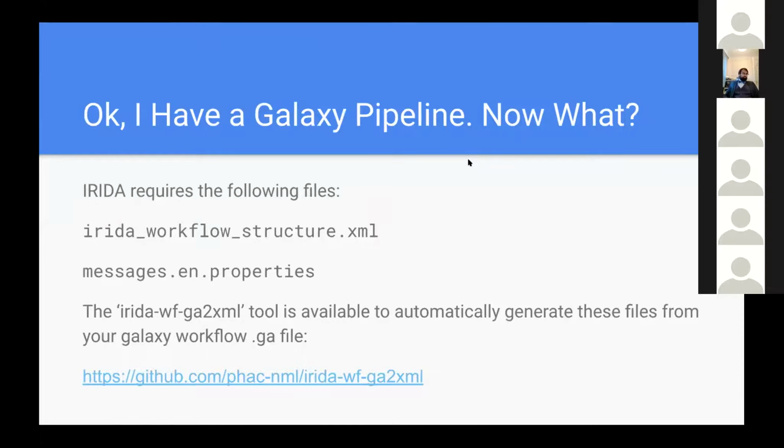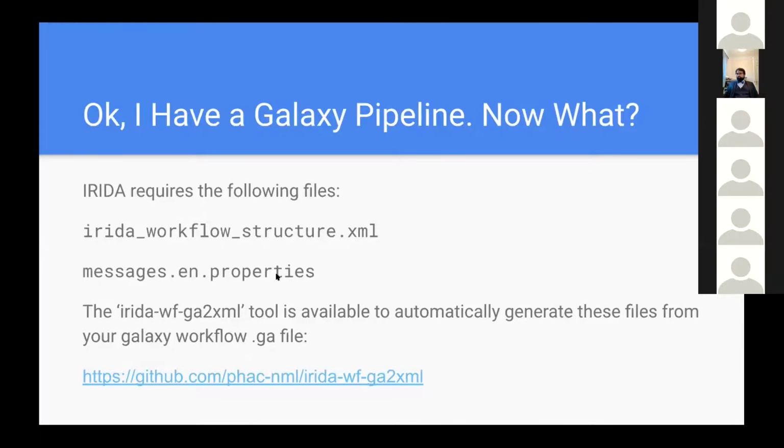Let's assume you have a Galaxy pipeline. So what else do you need to turn it into an IRIDA pipeline? There's just a couple of additional files that are needed. One is an XML file that defines the parameters and the tools that are necessary for the pipeline. Another one is this messages.en.properties. This is part of the internationalization system for IRIDA, so that you can provide text snippets in multiple languages, but you need at least an English one to get started.